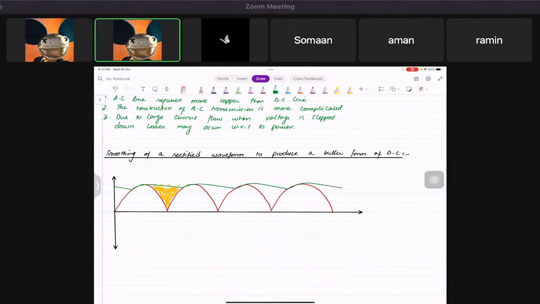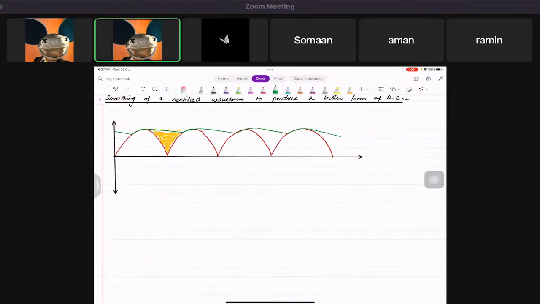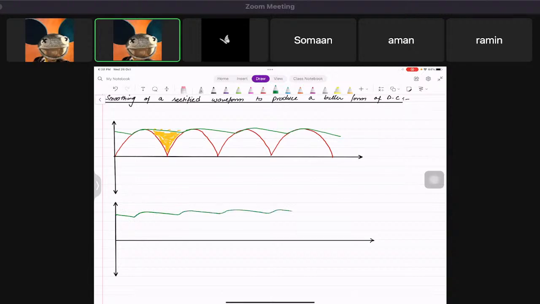Like if I show you this wave as a standalone, it basically causes it to become something like this. It's still wavy, but it has almost filled the gaps that were like sudden changes. So it becomes more like DC. Do you guys understand this?